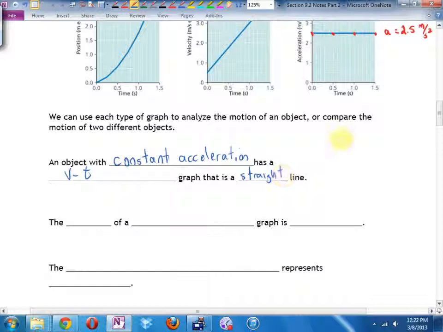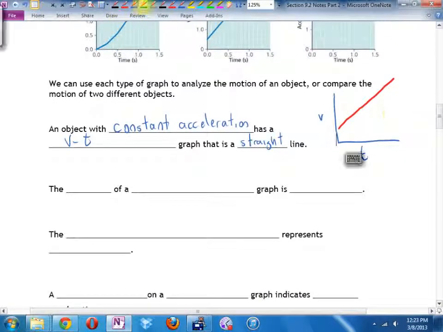As an example, v, t, there's an object that's speeding up. Oh, what would an object look like that was slowing down? Oh, negative slope, downhill. What would an object look like that was traveling at a constant speed? All lines are straight, Captain Obvious. Horizontal line. Okay.